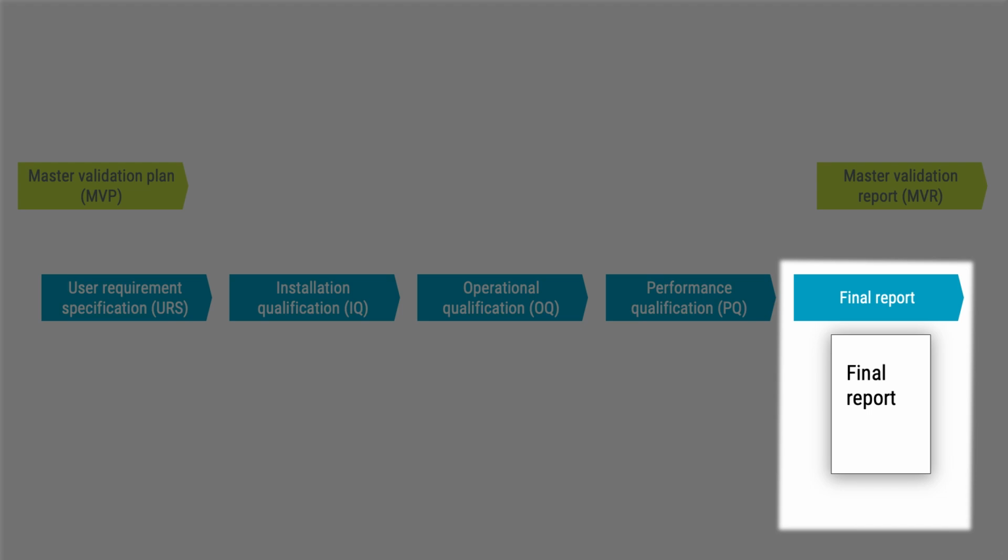And at the end of the validation activities, a final report should be prepared. This report summarizes and references all protocols, records, and results and provides a conclusion on the validation status of the process. The final report should then be reviewed and approved by the validation team and relevant management in accordance with your procedures. And there should be one final report for each validation that you perform.